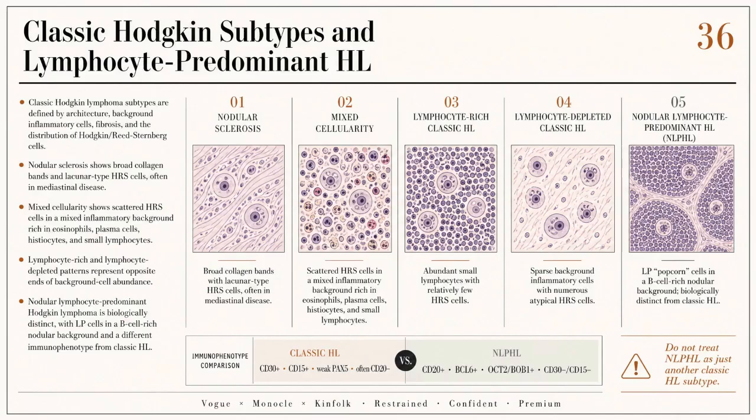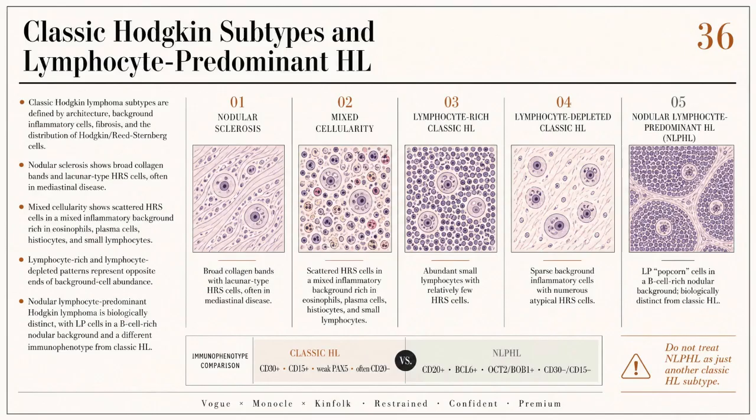Nodular sclerosis, the most common subtype, particularly in young adults, is defined histologically by broad, sclerotic collagen bands that compartmentalize the lymph node into nodules. Within these nodules, the hallmark lacunar variant Reed-Sternberg, RS, cells exhibit a distinctive retraction artifact, creating a clear lacuna around the cell. Recognizing this artifact requires well-preserved tissue sections and optimal staining quality, underscoring the histotechnologist's role in producing diagnostically useful slides. Immunophenotypically, classic HL RS cells typically express CD15 and CD30, markers that are critical in differentiating HL from other lymphoid neoplasms.